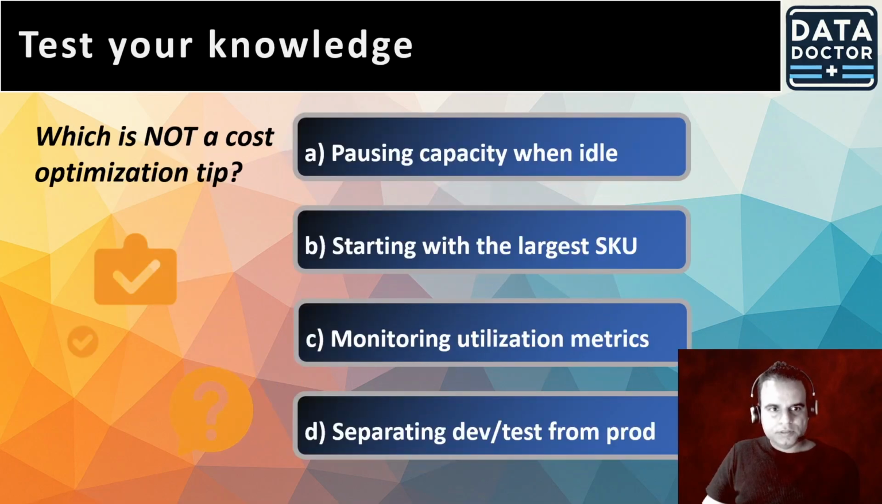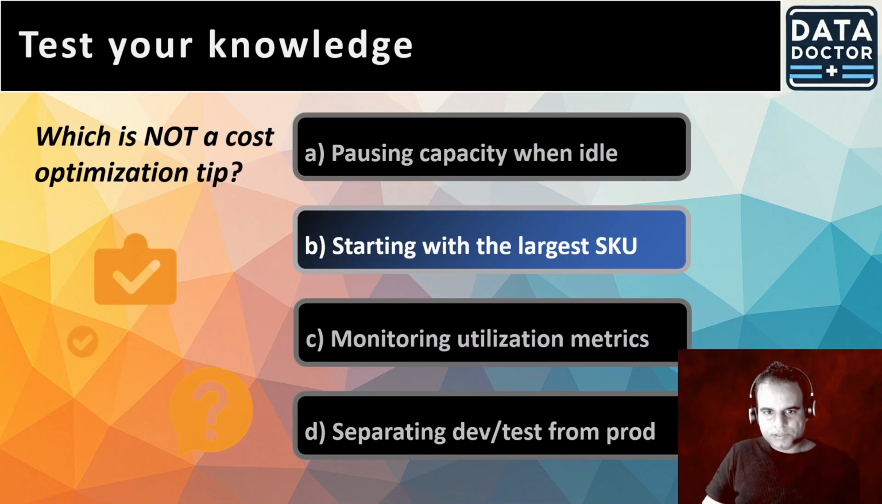The last question: which is not a cost optimization tip? Pausing capacity when idle, starting with the largest SKU, monitoring utilization metrics, or separating dev and test from prod? And the right answer is that starting with the largest SKU is not the correct strategy to optimize the cost.